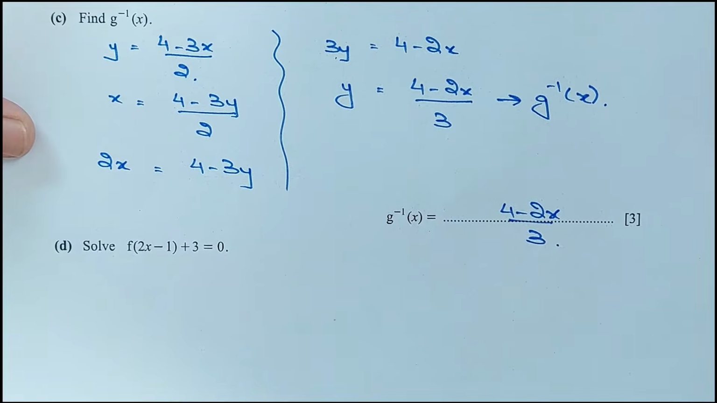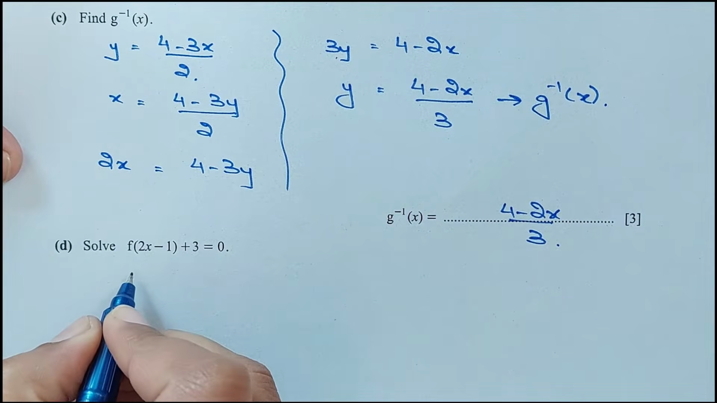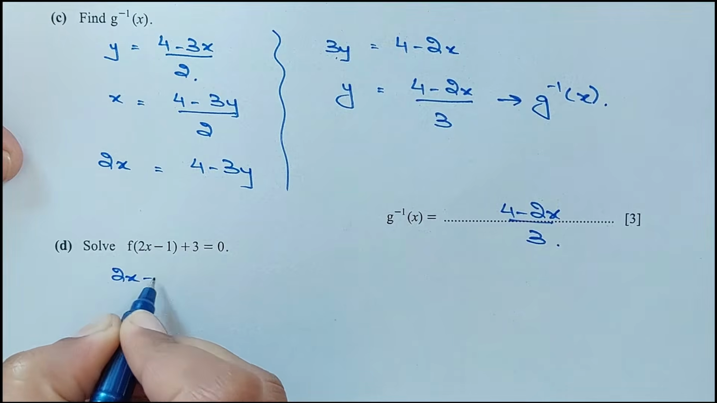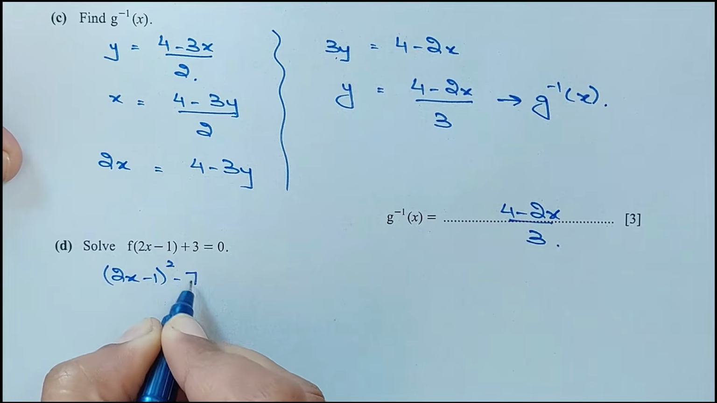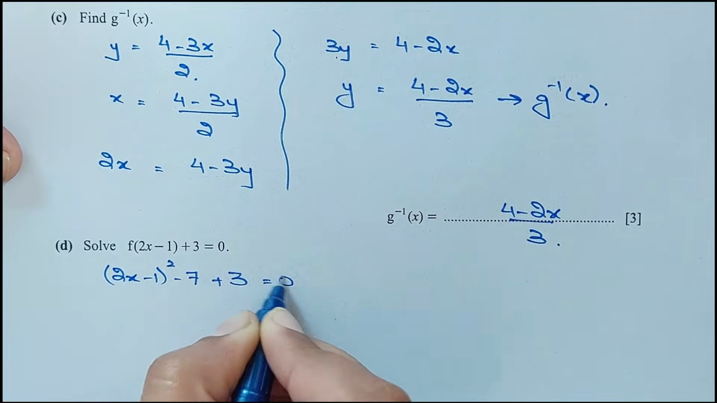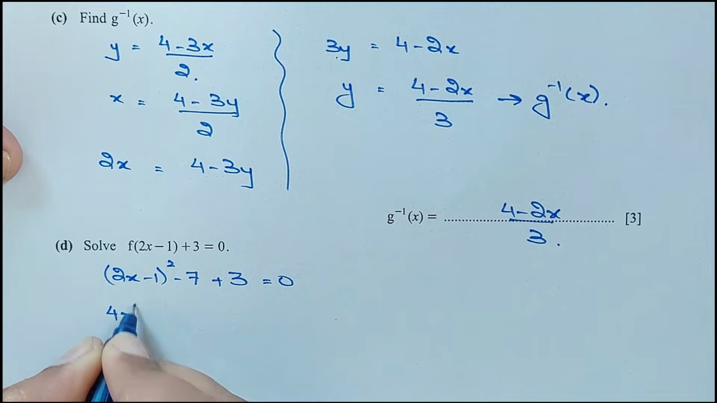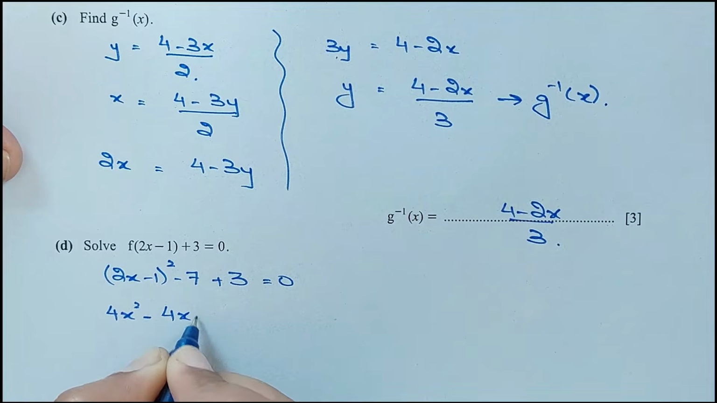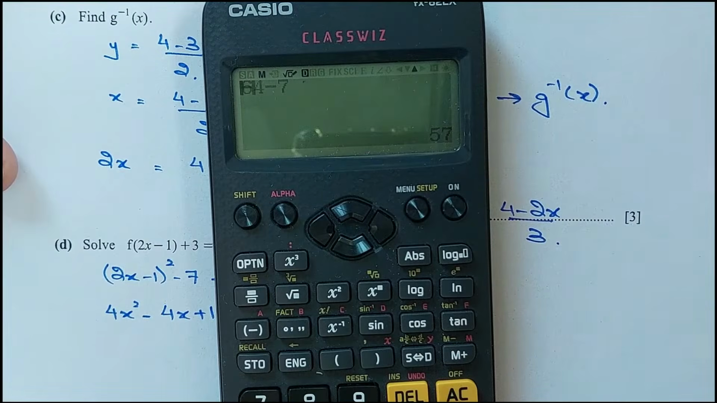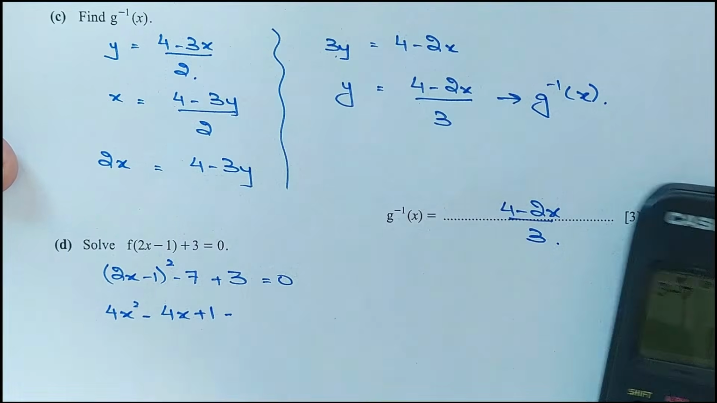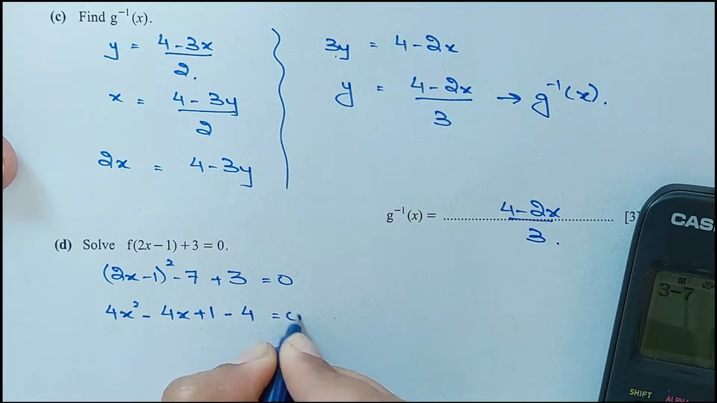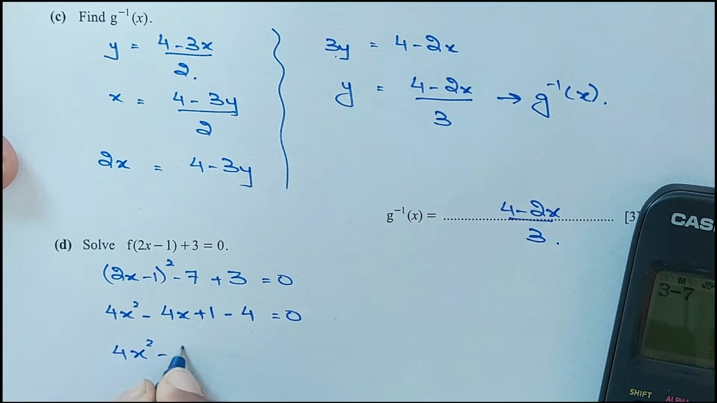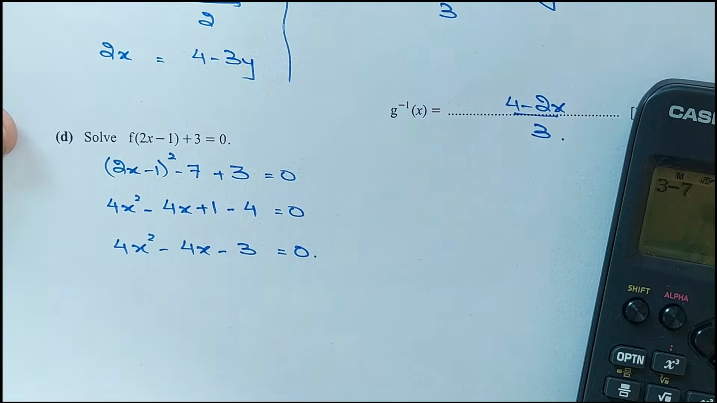Okay, now for part D, solve f of 2x minus 1, plus 3 equals 0. So f of x we have given, f of 2x minus 1 is (2x minus 1) whole squared minus 7, plus 3 equals 0. So we have 4x squared minus 4x plus 1, minus, we have 3 minus 7. Okay, 3 minus 7 is minus 4 equals 0. 4x squared minus 4x minus 3 equals 0, right? This is a quadratic equation.